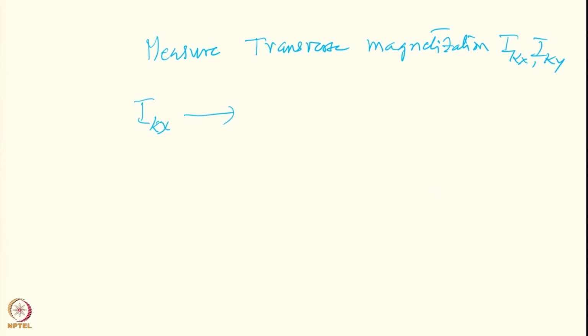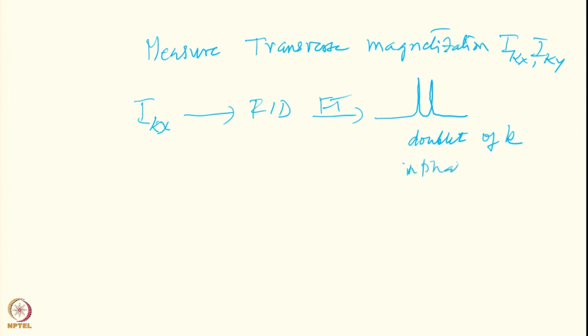after Fourier transformation you get the time domain signal, the FID, and if you do Fourier transformation, suppose it is a spin which is coupled to another spin, we will generate two components like this. This is a doublet of K. If it is coupled to some other spin like L, it will produce an in phase signal, this is called an in phase doublet.